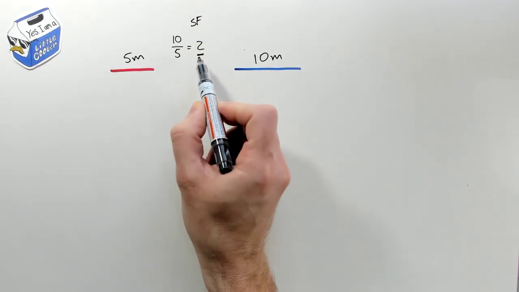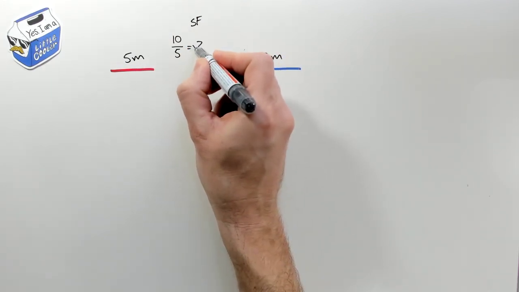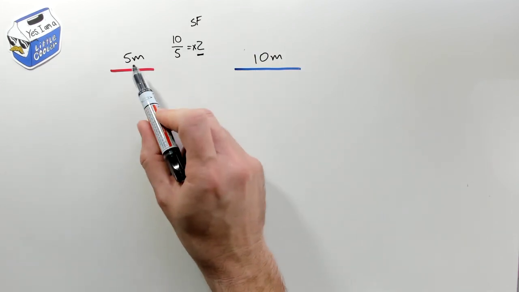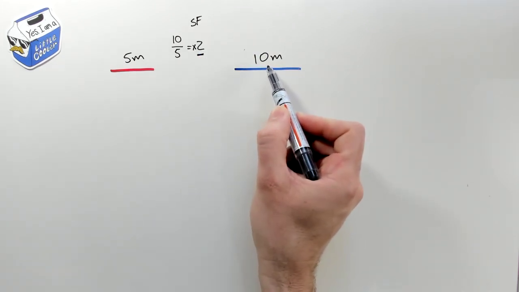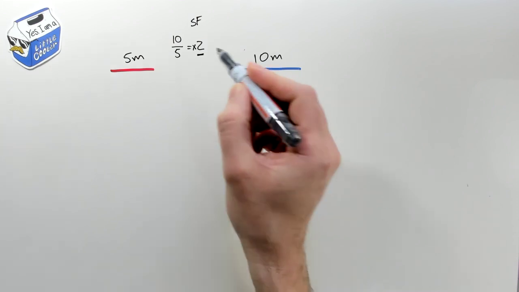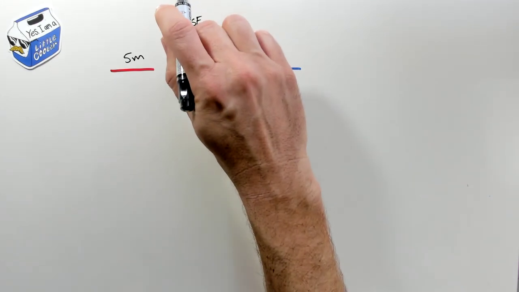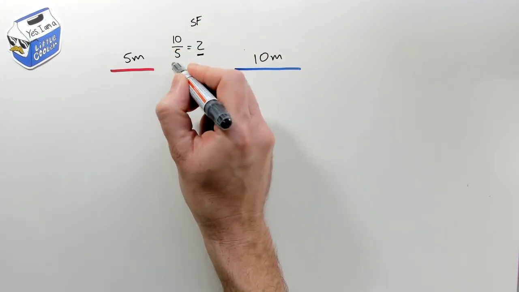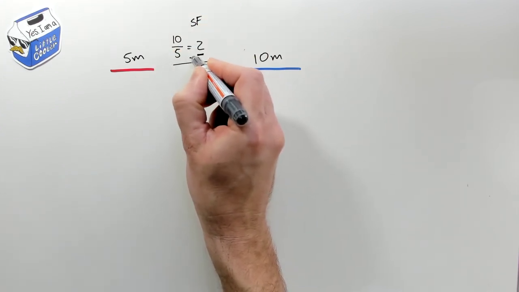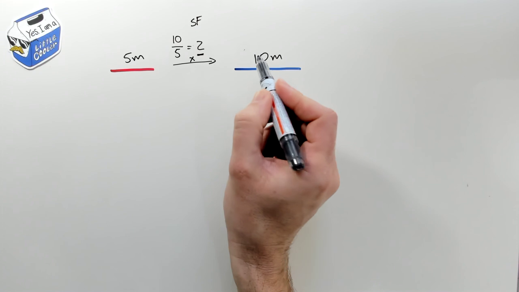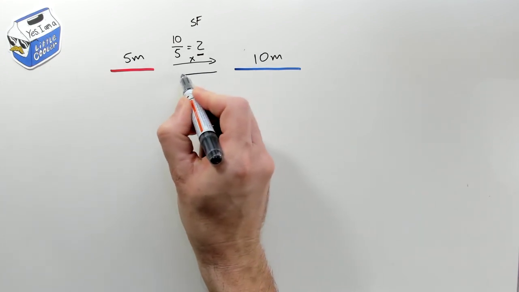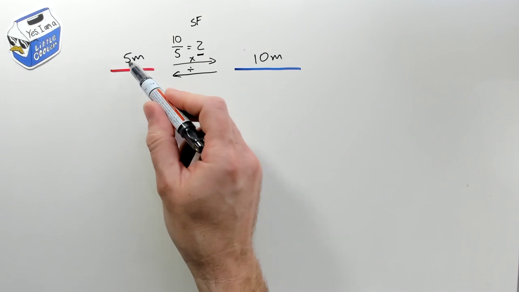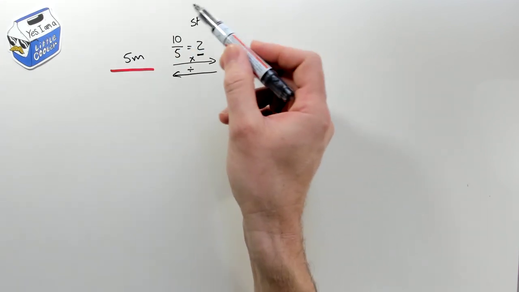Because 5 times 2, let's make a little multiplication there. 5 times 2 is 10. If I'm going that way, I'm going to multiply, because 5 times 2 is 10, and this way I'm going to divide, because 10 divided by 2 is 5. So this is my length scale factor.